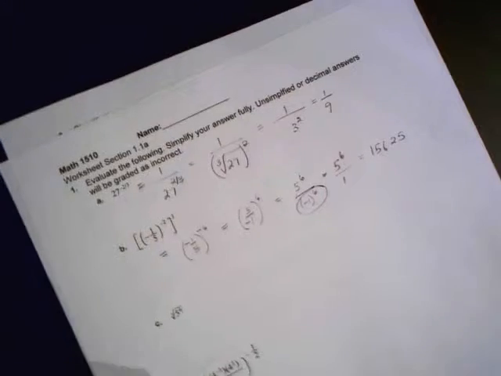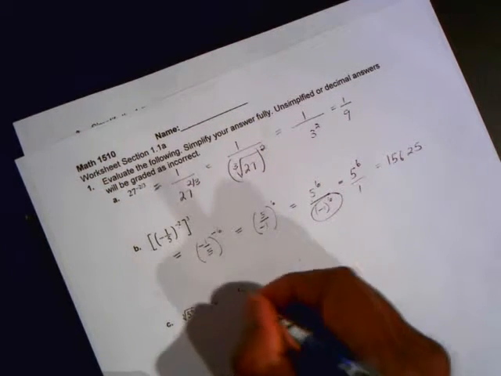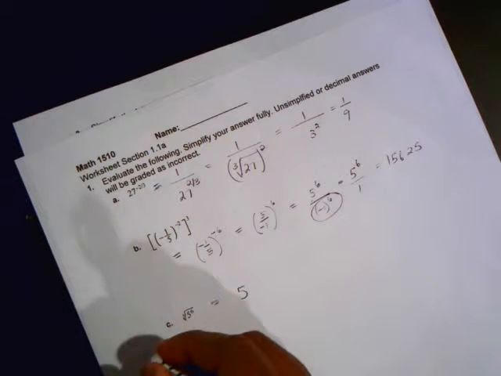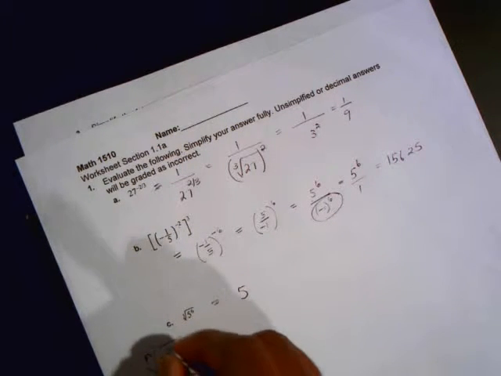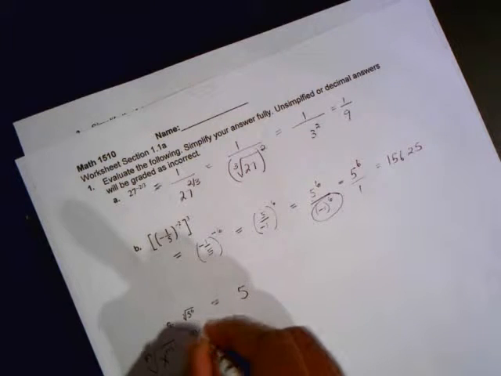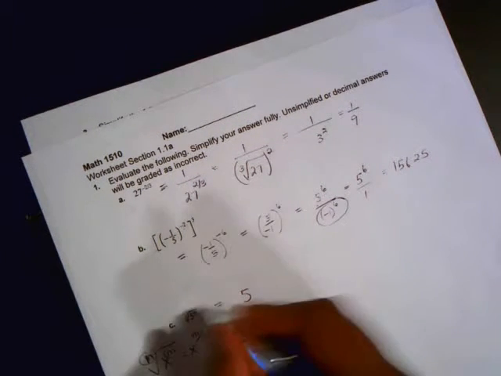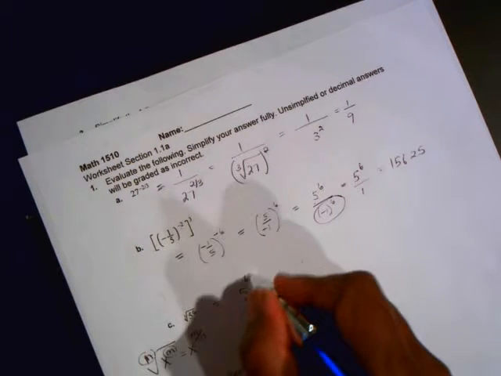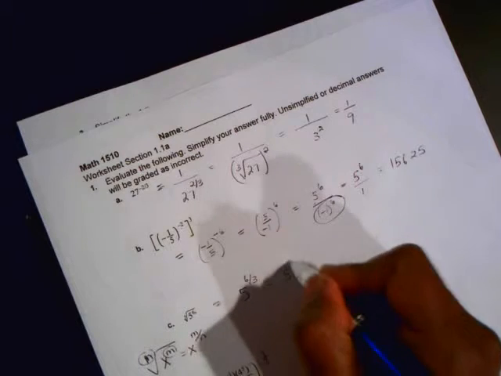Alright, next question. This is in radical form. We can convert this to exponent form by using that rule that if you have the nth root of x raised to m, it's x raised to m divided by n. It's this divided by this. This is an n. So this would be 6 divided by 3. Okay, this divided by this, so that's 5 squared, which is 25.